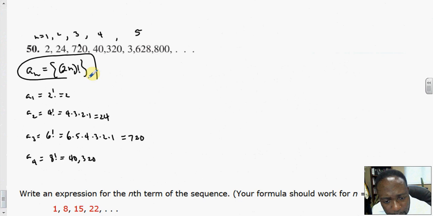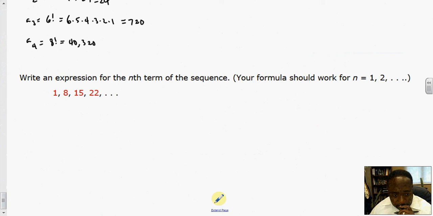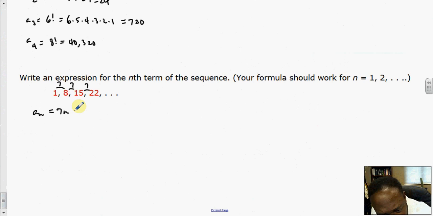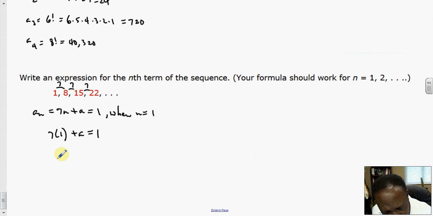And the last one here, and then we'll take a break. Was there the same difference here? This goes back to the previous examples earlier. 8 minus 1 is 7. 15 minus 8 is 7. 22 minus 15 is 7. So again, let's say that a sub n is the pattern 7n plus something we don't know. I want to build the first term 1. This is when n is equal to 1, right? So that'd be the case that we get 7 times 1 plus a is equal to 1. Subtract 7 on both sides. A is equal to negative 6. So a sub n is 7n minus 6.